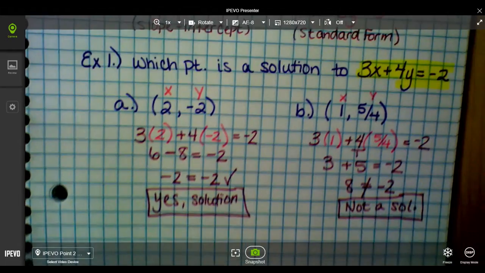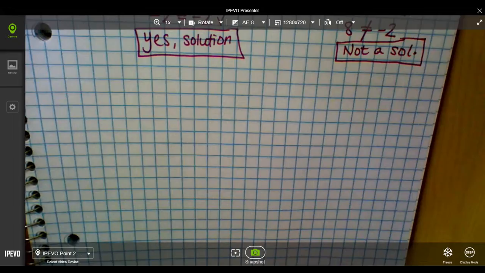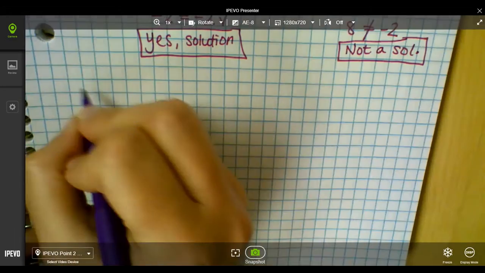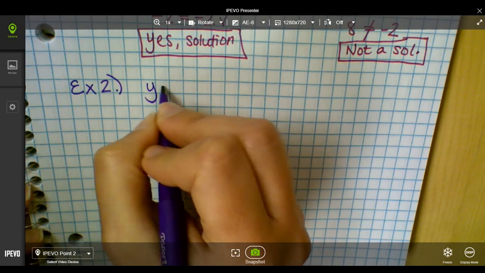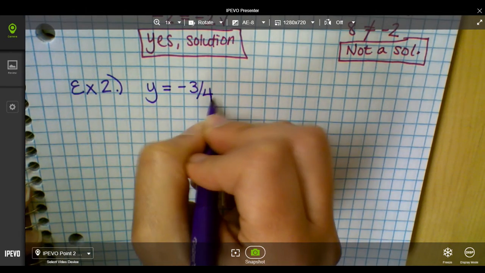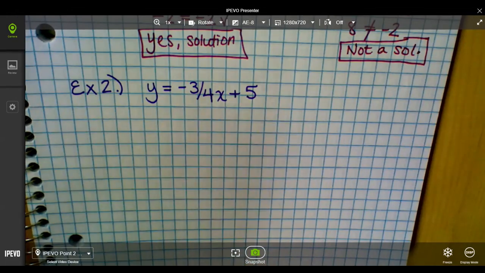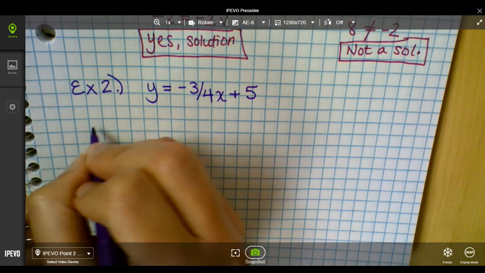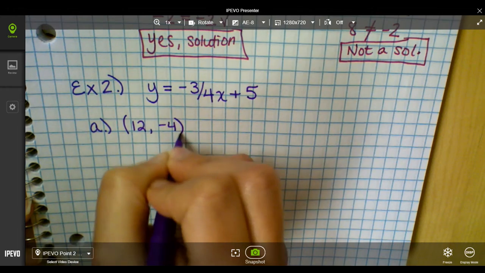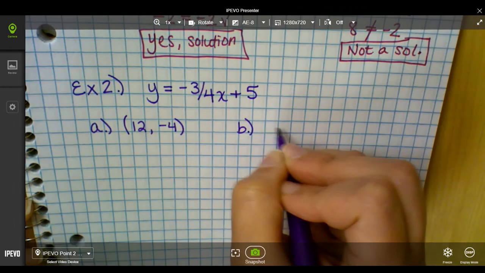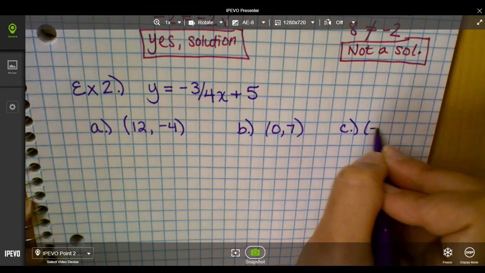Now we're going to do the same exact thing, and again, you can always pause it if I went too fast for you. We're going to do the same thing for an equation in slope-intercept form. So now I'm going to give you the equation y equals -3/4 x plus 5. We're going to test 3 points this time. A is (12, -4), B is (0, 7), and C is (-8, 11).